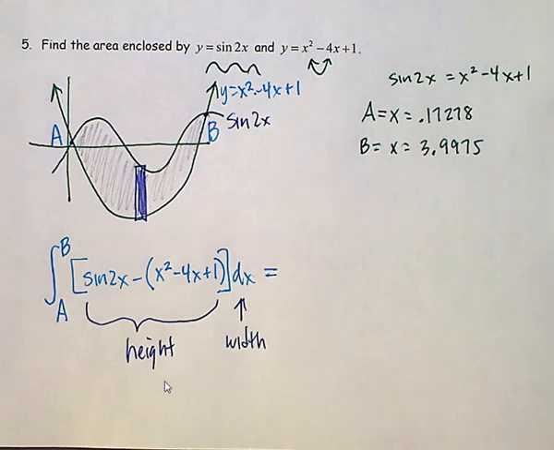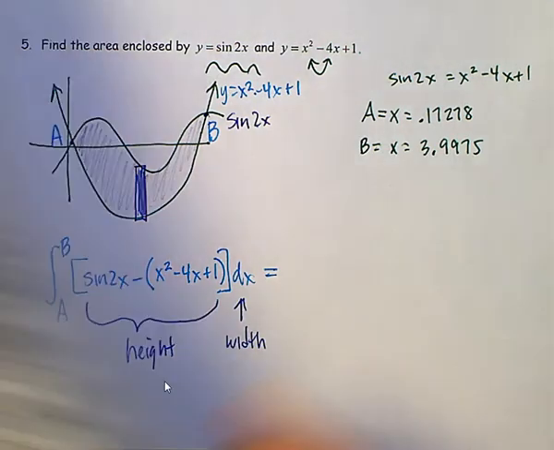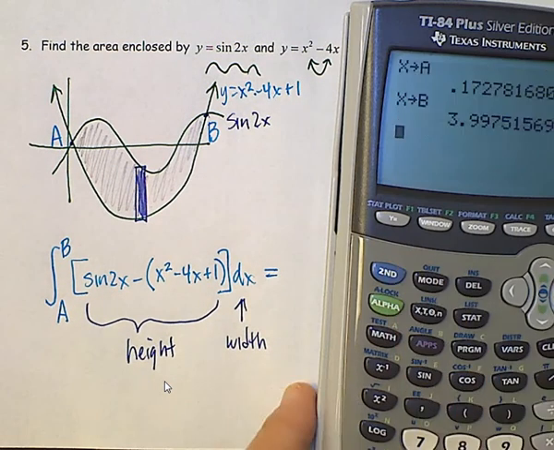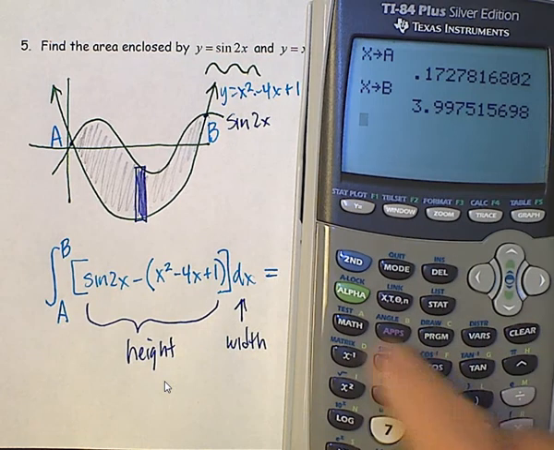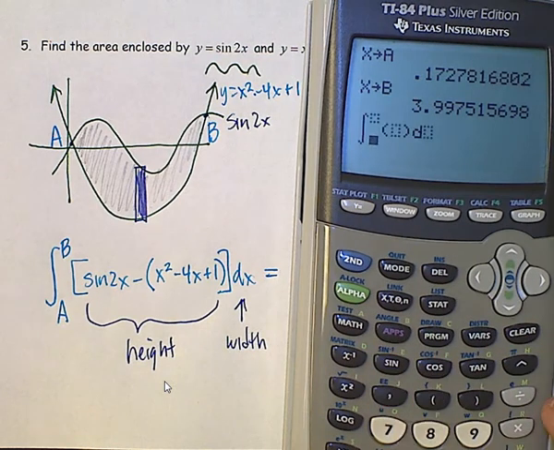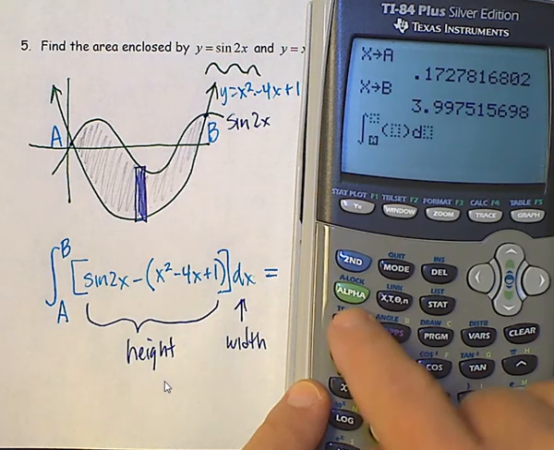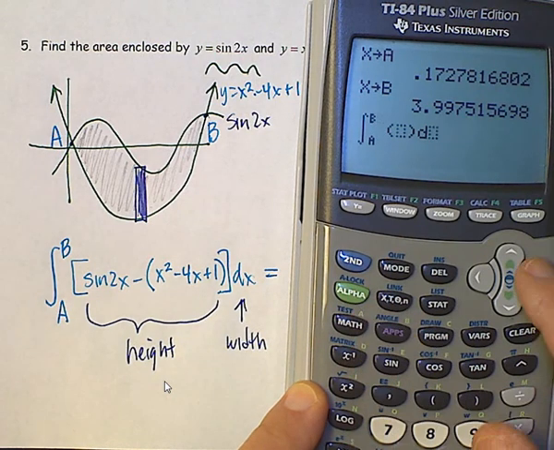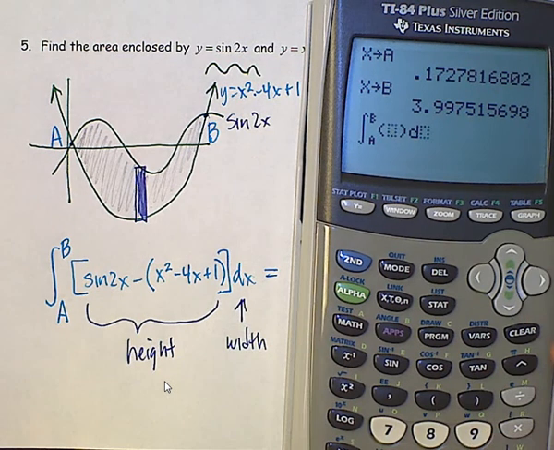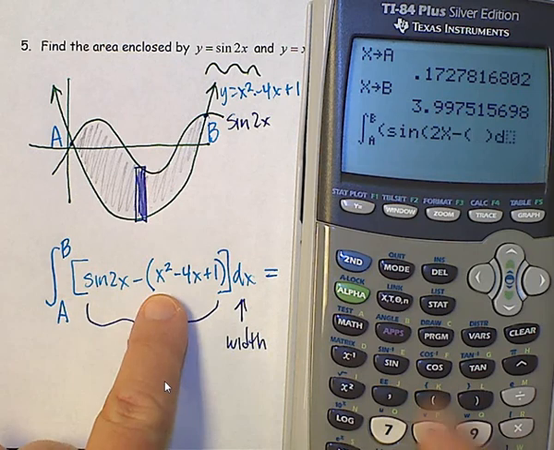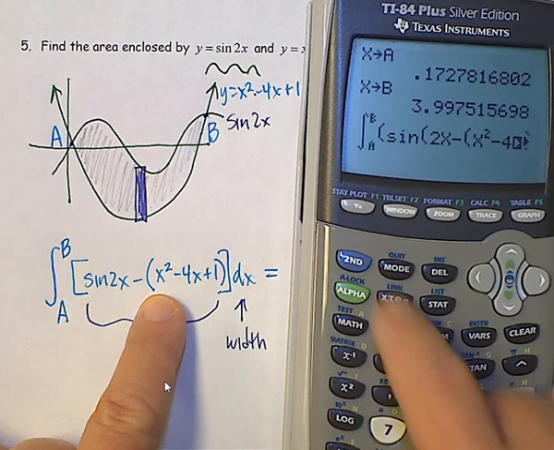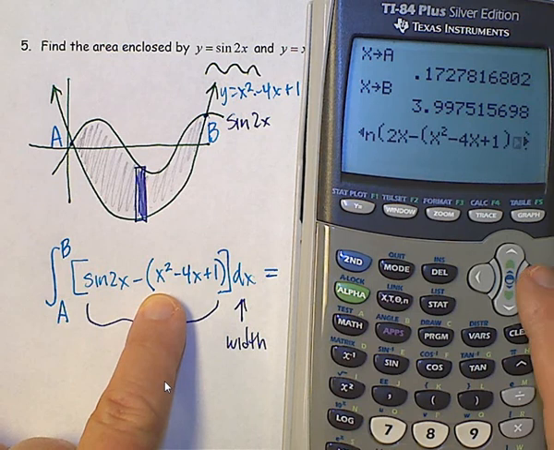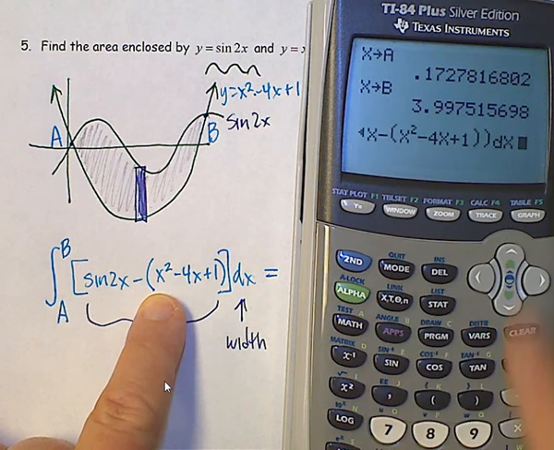Now this I'm just going to do on my calculator, using these a and b values too. So I'm going to go to Math 9. The lower boundary is a, upper boundary b, so just use alpha a, alpha b. Top function, sine 2x, minus, open parentheses, the bottom function, x squared minus 4x plus 1, and then this is dx, and I should be able to get my answer.